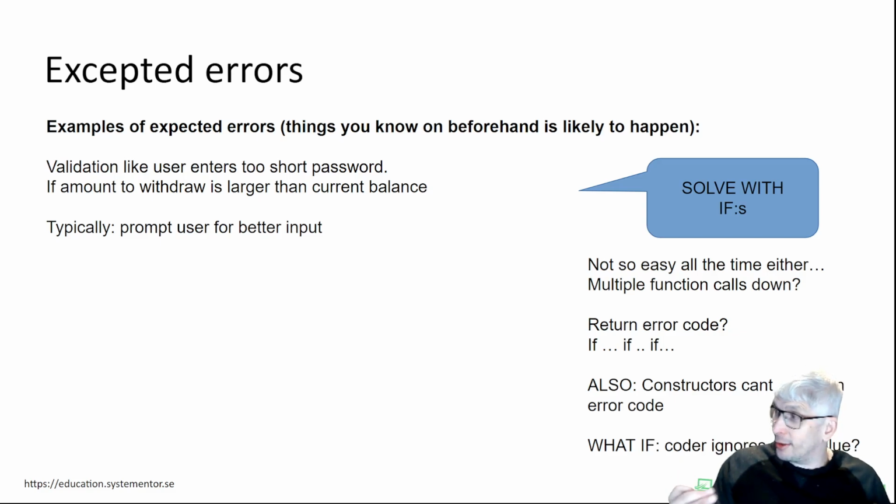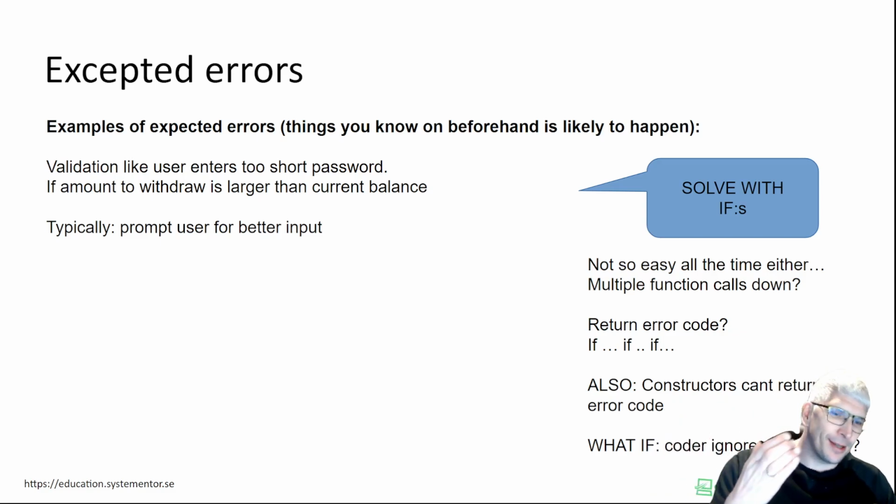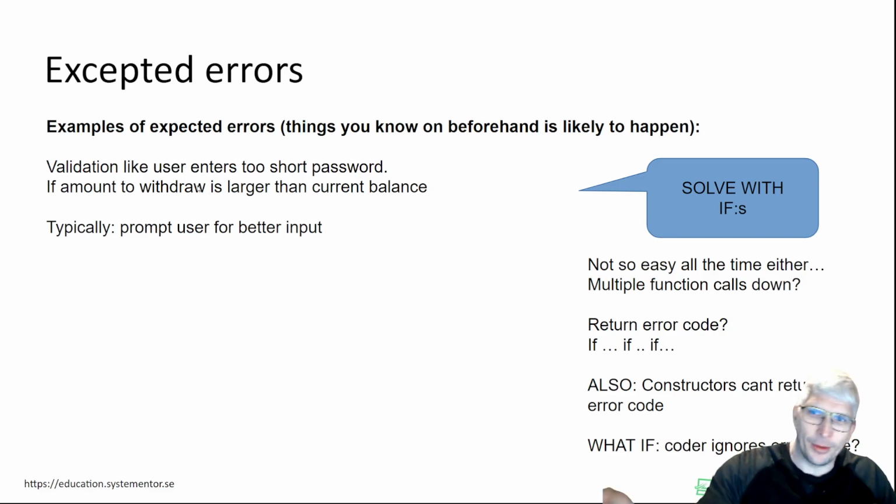We also have more business oriented errors that are expected to happen. Like, okay, so the user tries to withdraw 5,000 kronors at the ATM machine. I mean, there is a daily limit. I think it's, I don't know, maybe 3,000 or something. So that's a business rule.